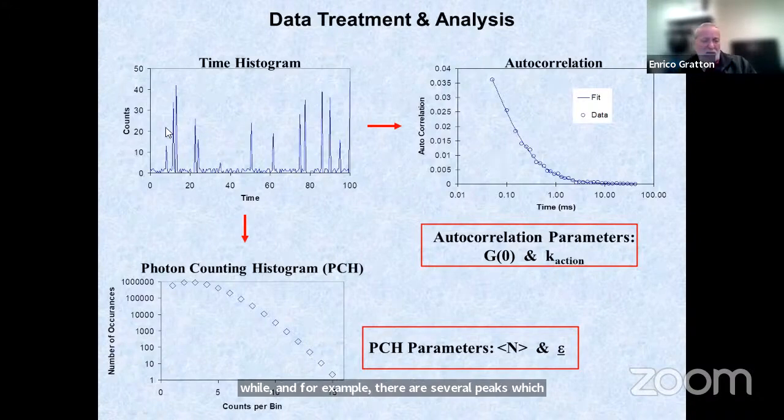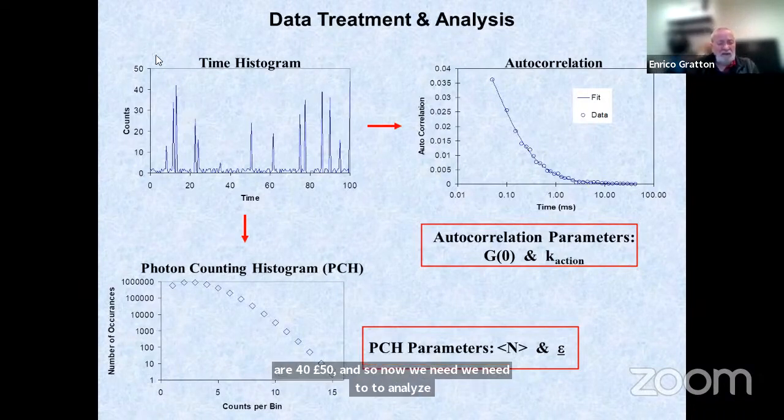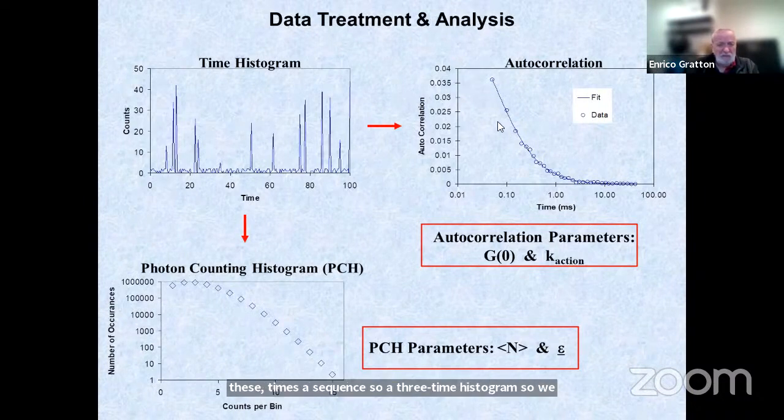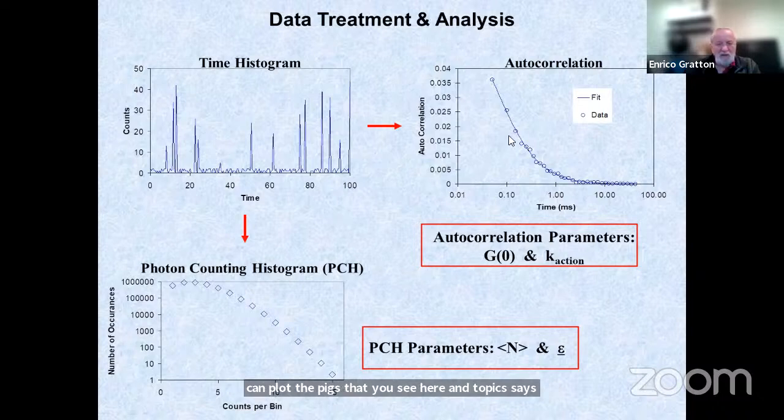And so now we need a method to analyze this time sequence. So we have an autocorrelation function, which was invented after the experiment was done, when people started to study the noise in telegraph or telephone lines. And other than that, you can plot the peaks that you see here. And the peaks say that once in a while you observe 100,000 whatever units. So you have two ways to see the set of data. One is the autocorrelation function, which I will define in a minute. And the other is the photon counting histogram, which says how many photons are coming out of the sample at any instant of time.